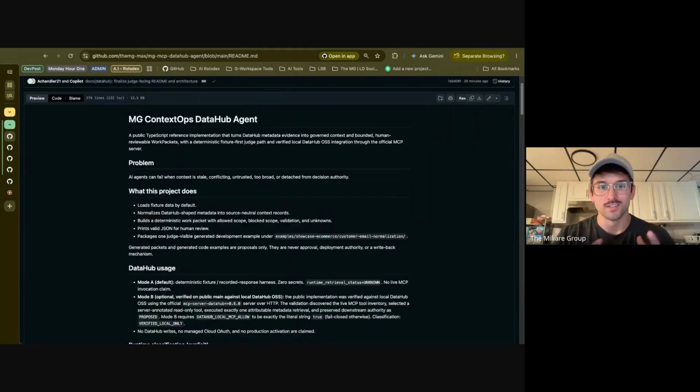For our DataHub DevPost competition project, we have built the MG ContextOps DataHub Agent. When it comes to AI agents, they can receive a huge amount of metadata and still make bad decisions when that context is stale, conflicting, overly broad, or detached from authority. MG ContextOps DataHub Agent demonstrates a safer development pattern.